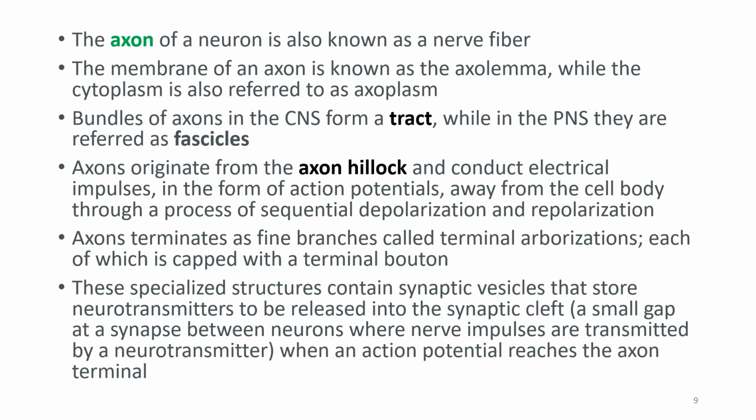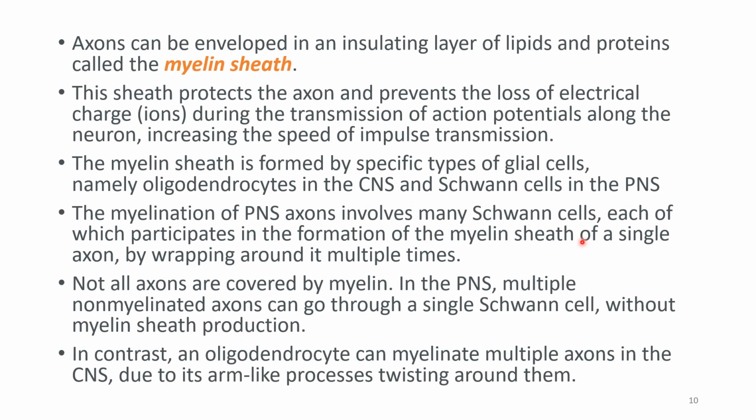So, this is about the axon. Coming to the myelin sheath. The axons can be enveloped with an insulating layer of lipids and proteins that is called the myelin sheath. This sheath will protect the axons and also prevent the loss of electrical charge during the transmission of action potentials, and thereby it will increase the speed of impulse transmission. So it will protect the axon and it will increase the speed of impulse transmission.